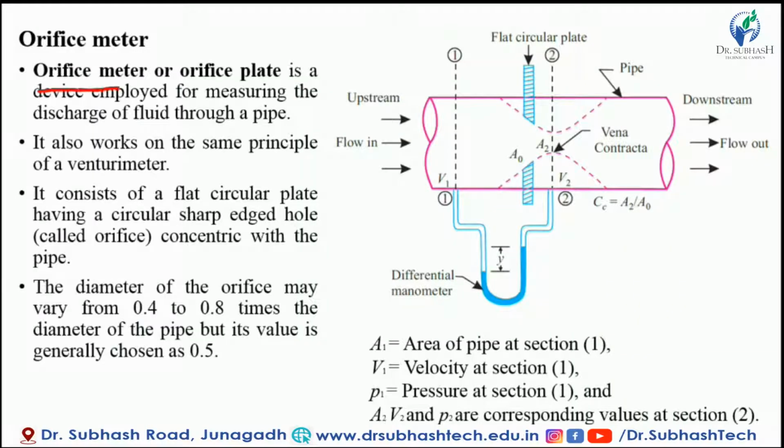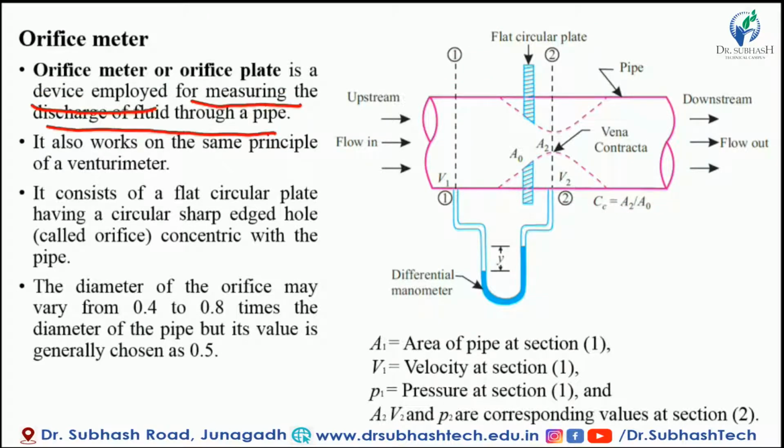First of all, an orifice meter or orifice plate is a device which can measure the discharge of fluid through a pipe. So simply, the orifice meter measures the discharge of fluid through the pipe. It works on the same principle as the Venturi meter.